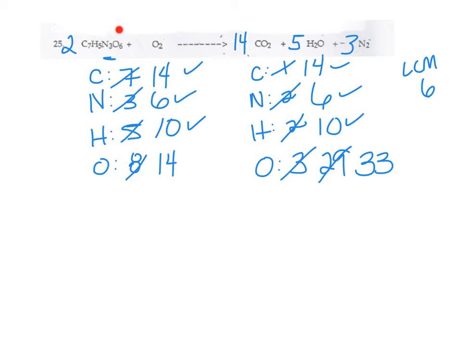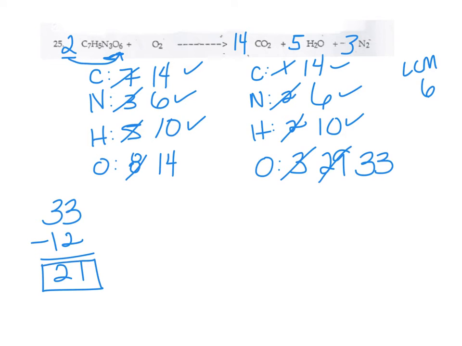Now my oxygens are split between 2 compounds, this gaseous O2 and then inside this compound here. So one of the things that I'm going to do first is figure out how many I need altogether. So I know I need 33 altogether. I have 2 times 6 here already accounted for, so that's 12 oxygens already accounted for in this compound here. So I am going to subtract those 12. So that means I have 21 left over, and I have to make up those 21 right here.